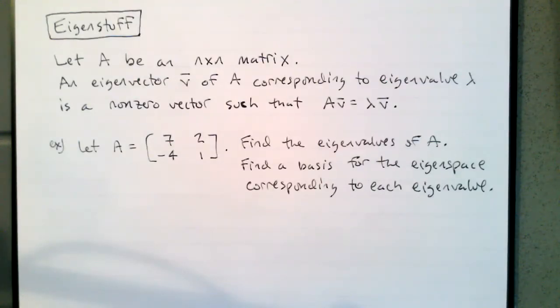Today, we want to start looking at eigenstuff. This is a process that we're going to apply to square matrices. So let's start off with a square matrix. Let A be an n by n matrix.